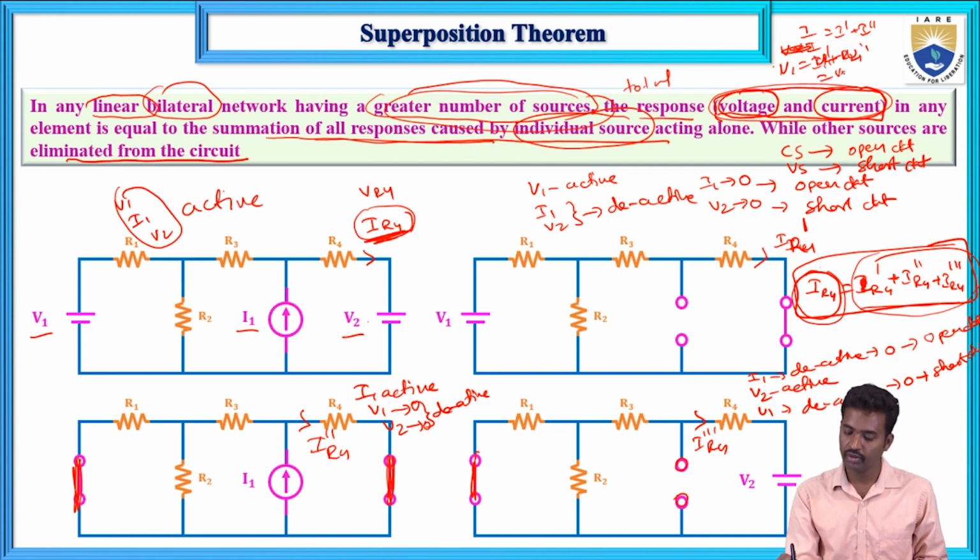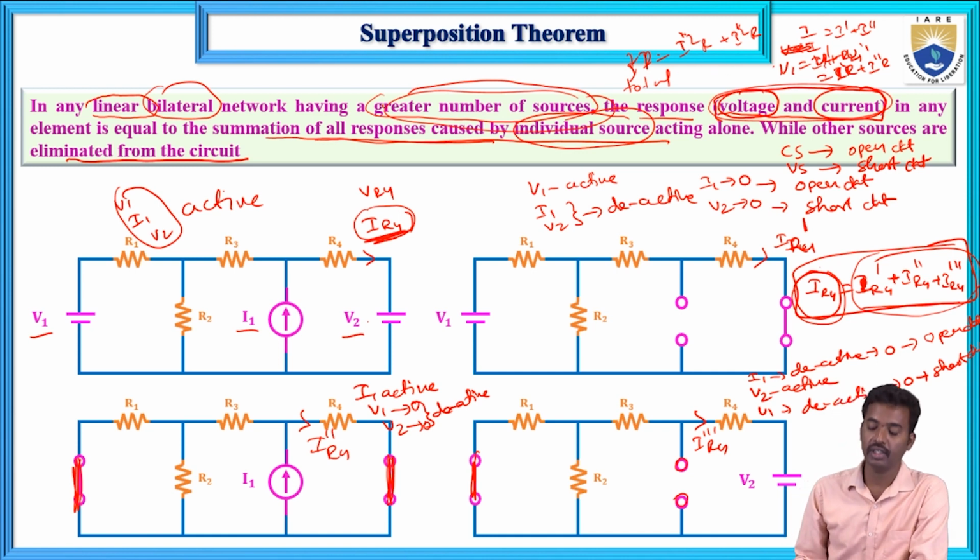Now that equals I dash into R plus I double dash into R. But in case of power, it is I square R, I dash square R plus I double dash square R. Now power should not be I square R, because it is I square, which is not linear. So I is linear, V is linear, and power is not linear. So we cannot apply the superposition theorem to power calculations.